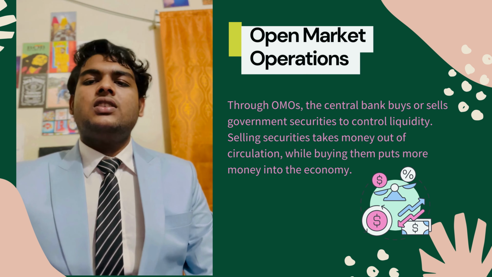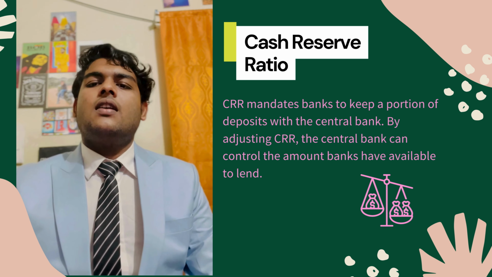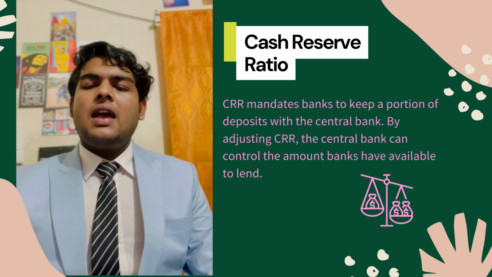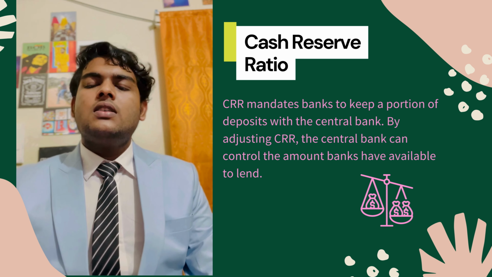And number 3, cash reserve ratio, CRR. CRR mandates banks to keep a portion of deposits with the central bank. By adjusting CRR, the central bank can control the amount banks have available to lend.